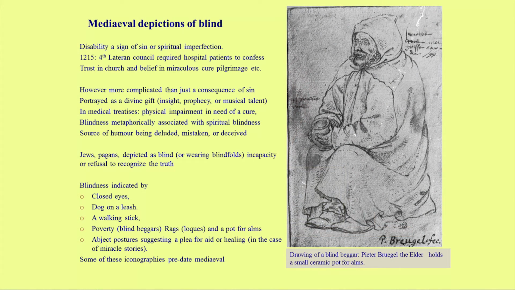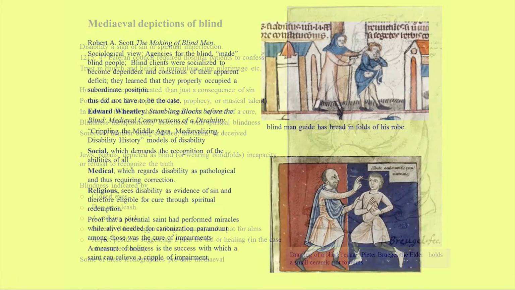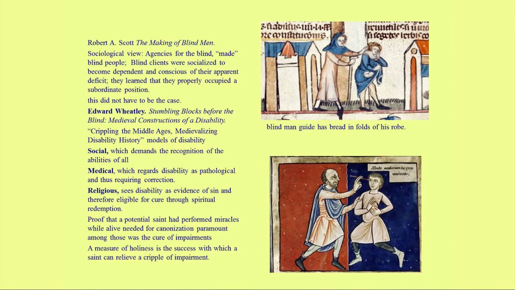Now, in this period, common things were closed eyes, having a begging bowl, wearing rags or loques, and poverty, and abject postures. These are the common iconographies of the early medieval period. We also have images of people with hoods and sticks and being led. Here is his leading person with bread wrapped up for their food later on, obviously just being picked up from begging.